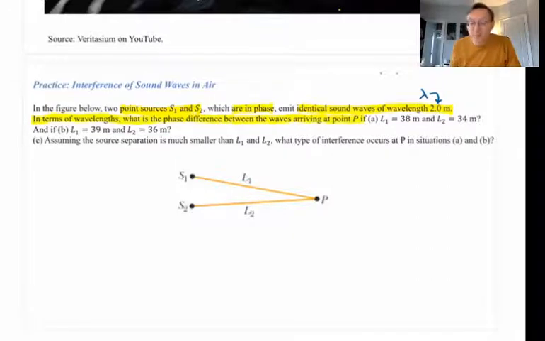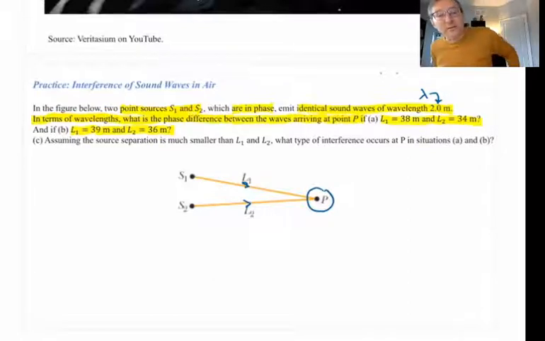See the two sources, S1 and S2? See the rays of length L1 and L2 going from the sources to the common point P? We're interested in what is observed at point P. And we're going to start with what they call the phase difference between the waves in terms of wavelengths. And they tell me values for L1 and L2. In part A, L1 is 38 meters and L2 is 34 meters. In part B, L1 is 39 meters and L2 is 36 meters. So first, let's just do part A.